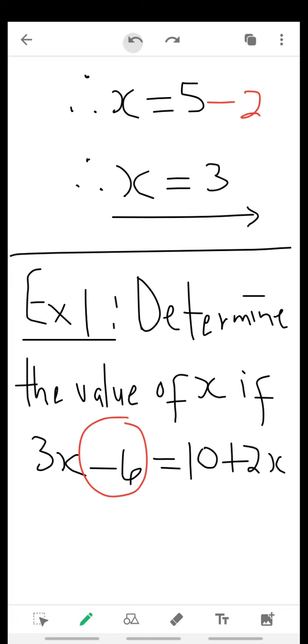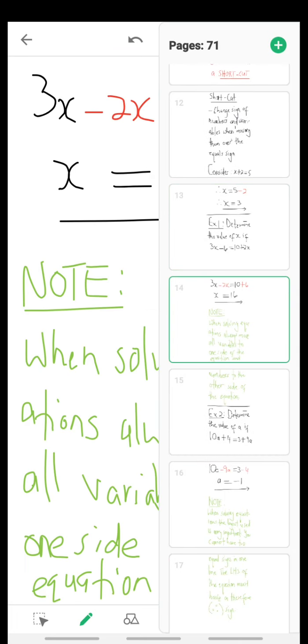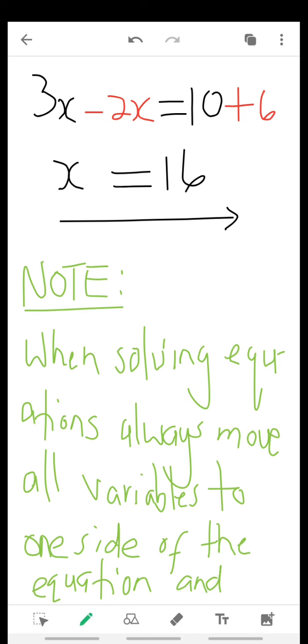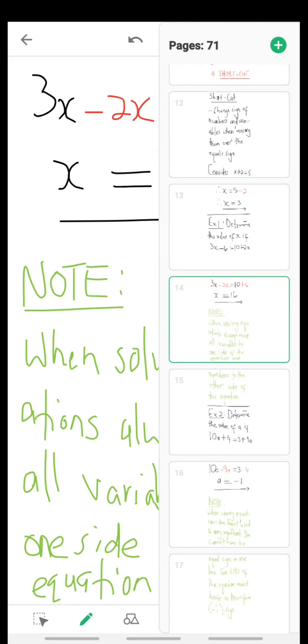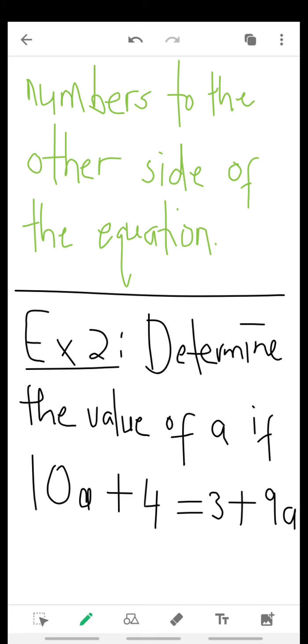Now, as a result, this is what we'll be having: 3x minus 2x equals 10 plus 6. Then what is 3x minus 2x? The answer is x. What is 10 plus 6? 16. Therefore, the value of x is equal to 16. Now, please note that when solving equations, always move all variables to one side of the equation. Like what I was telling you, x is on one side, numbers without x on the other side. And very, very important also, numbers must be on the other side on their own. Let's check example number 2.